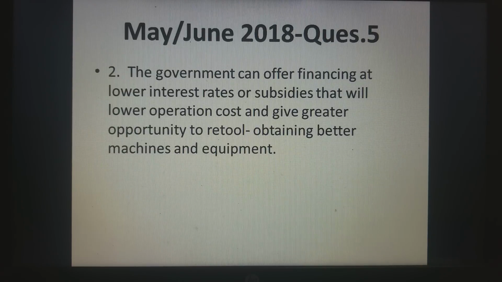Secondly, the government can offer financing at low interest rates or provide subsidies, yes, that will lower operational costs for these manufacturing businesses and give greater opportunity for those who are existing to retool by putting in better machines and equipment and technology that will increase productivity and give them greater economy of scale.